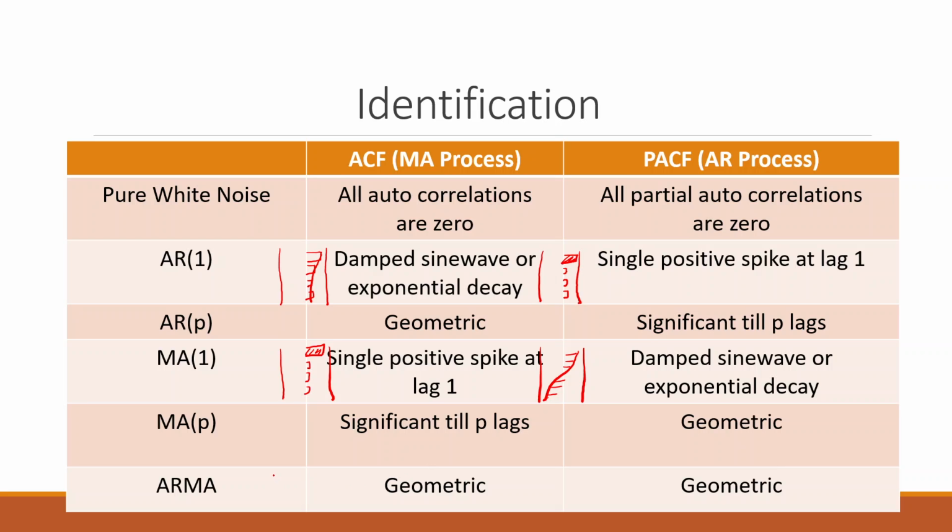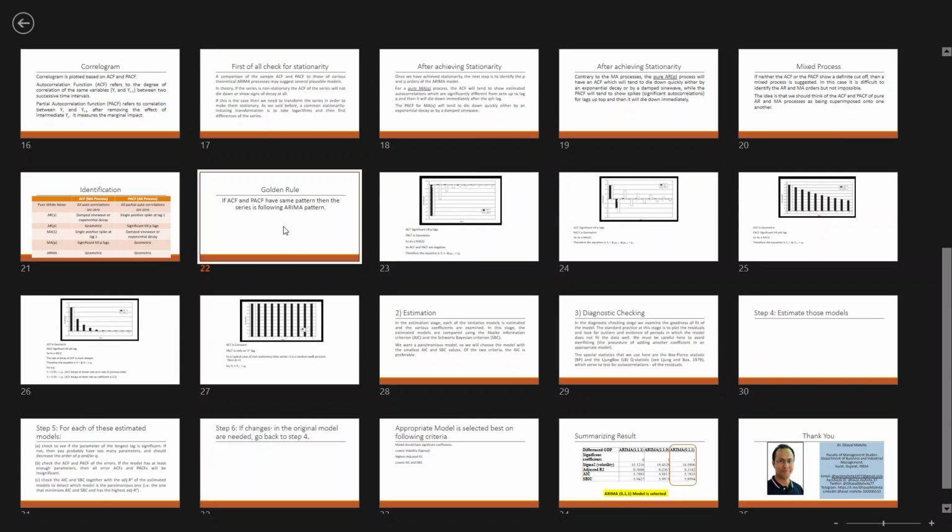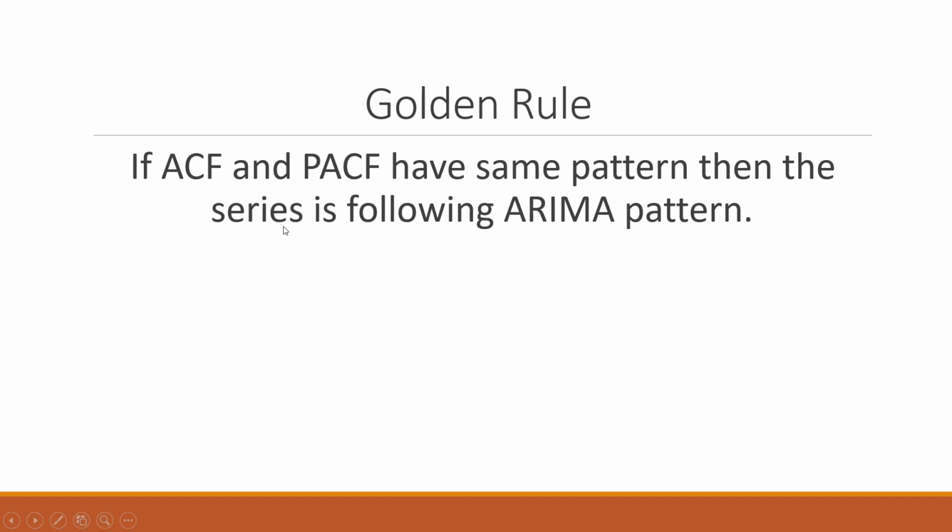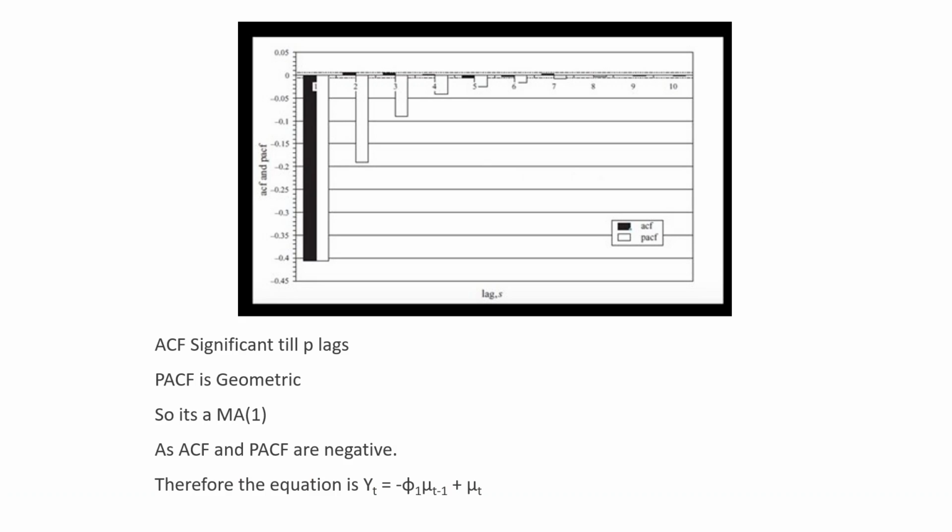Now comes the last part. If both of them are showing the geometry, like this, then it is a clear case of a mixed model, that is an ARIMA model. So it's a golden rule: if ACF and PACF have the same pattern, then the series is following an ARIMA pattern.